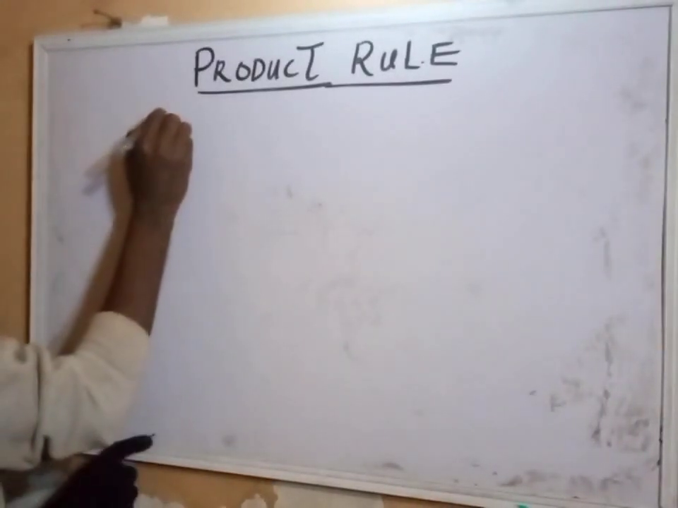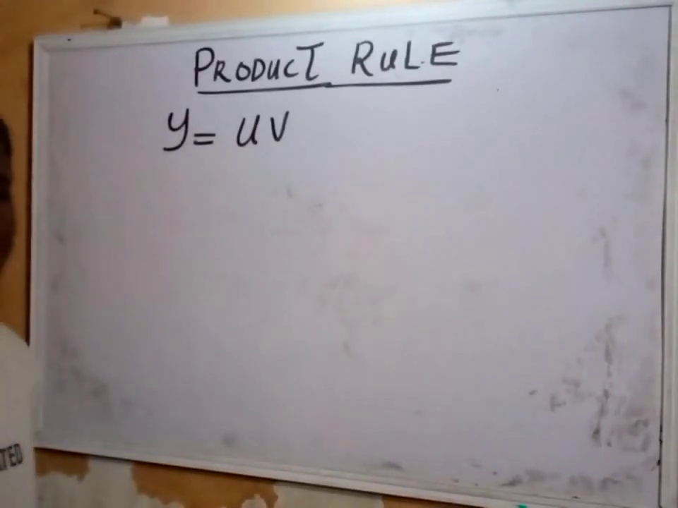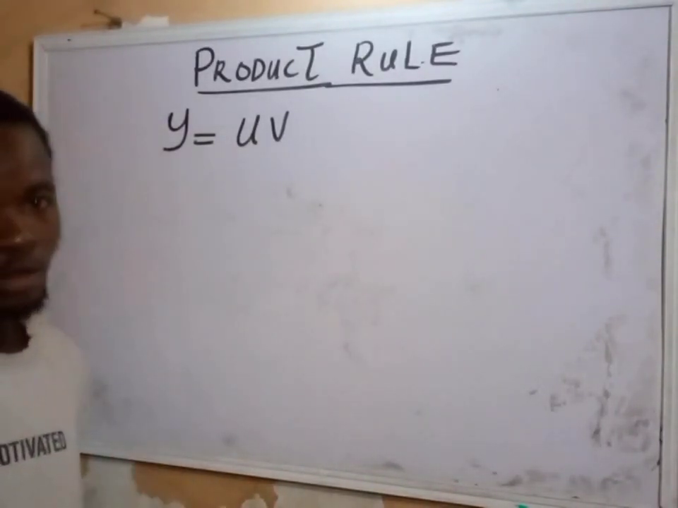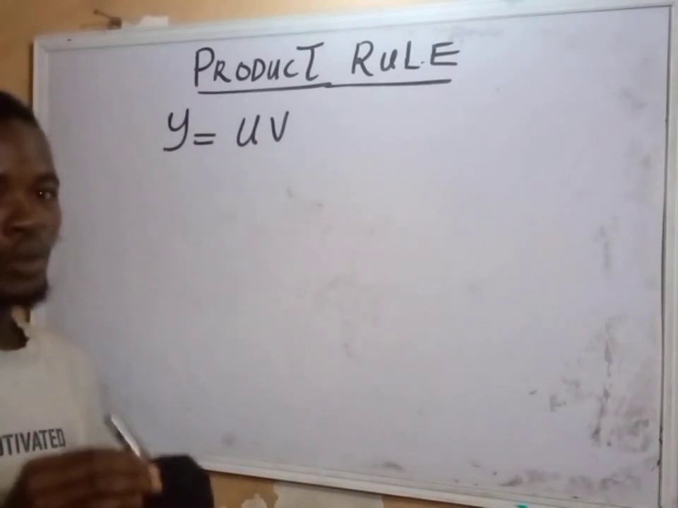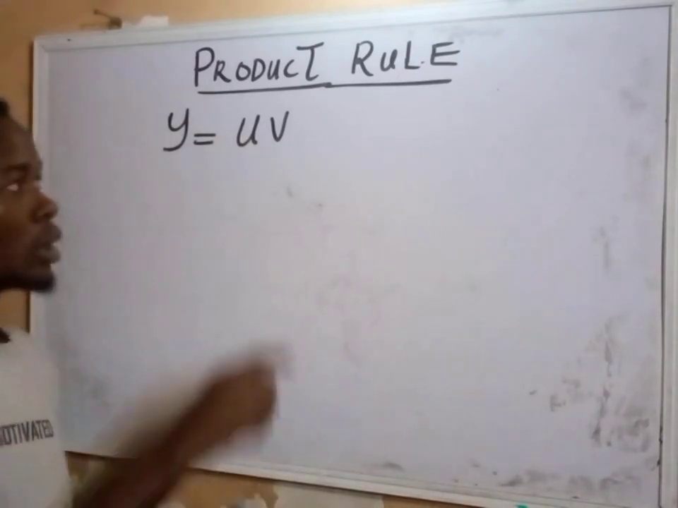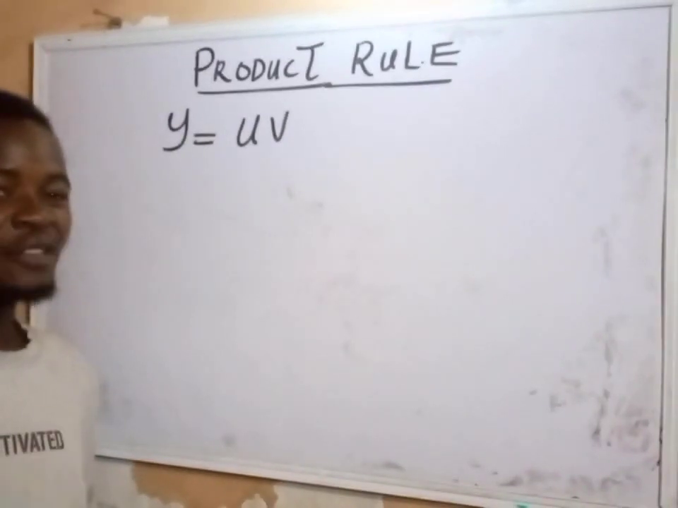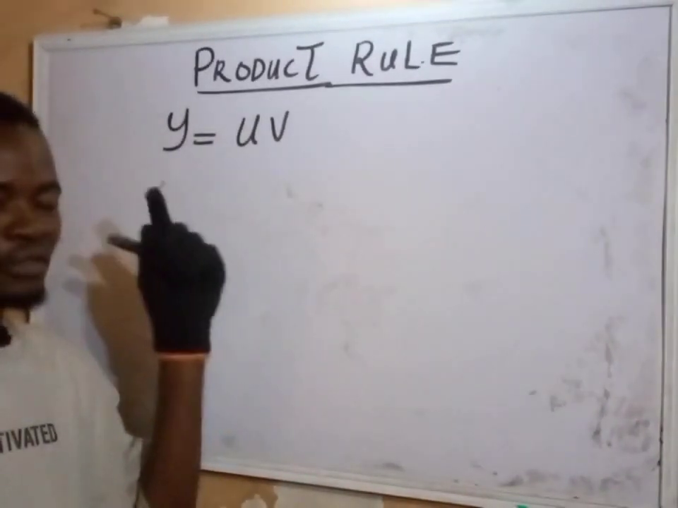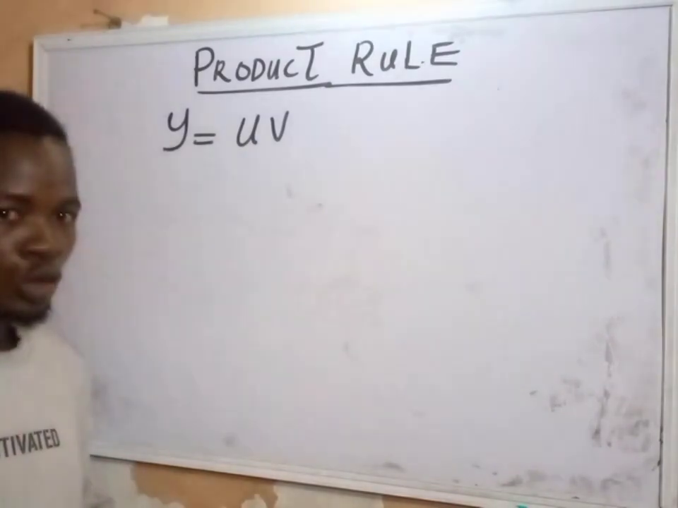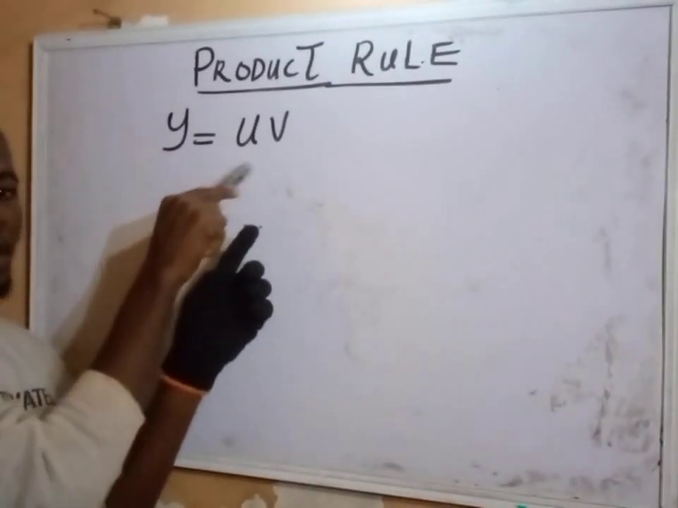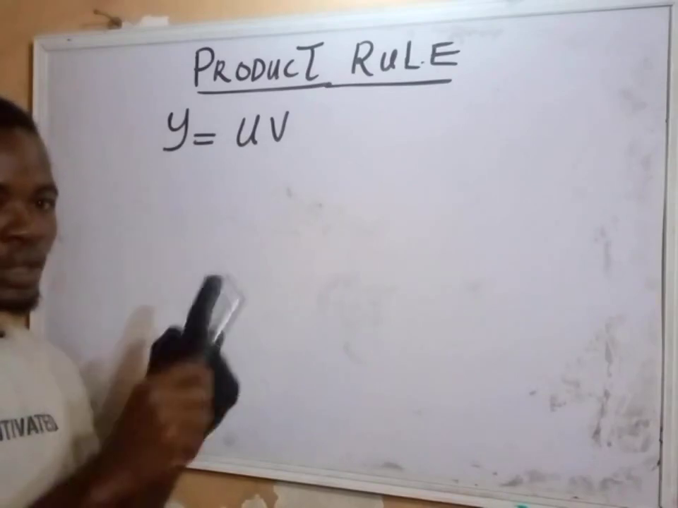Suppose we are given y equals uv. So y equals uv is a typical example of the product rule, where u and v are functions of x. We are differentiating with respect to x, but initially we are given u and v, which are functions of x, not functions of y. So to obtain the product rule, we are going to differentiate u with respect to x, then we differentiate v with respect to x.